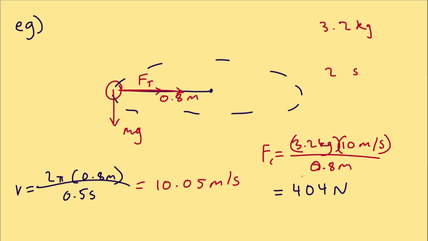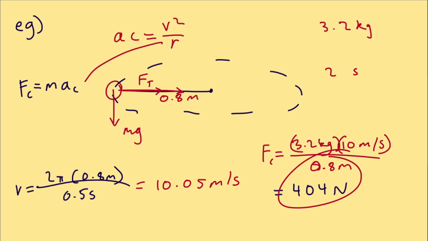Now there's a second approach you could have taken. This centripetal force formula, mv squared over r, you can write as m times centripetal acceleration. It's the same thing. So if you wanted to find centripetal acceleration separately, like this, then plug it in, that would give you the same answer. So it's just up to preference which formula you would like to remember.